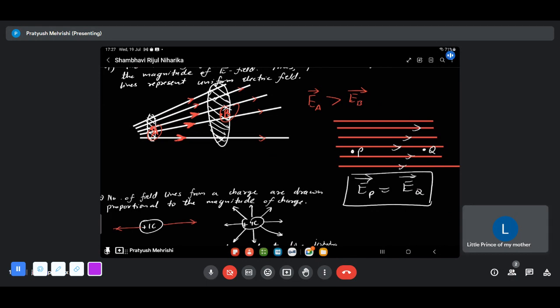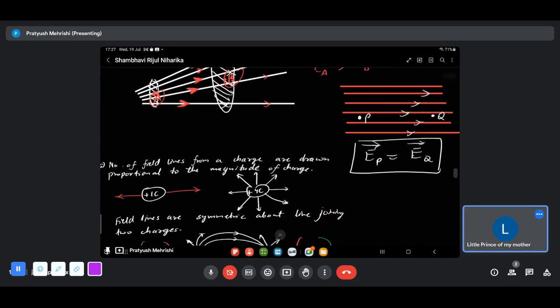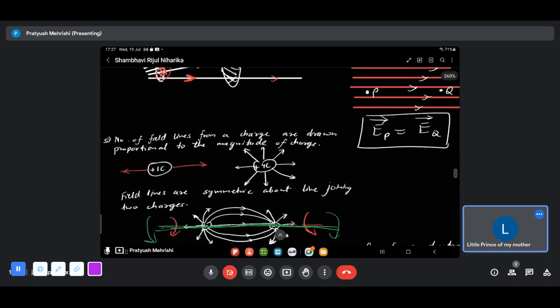Okay, and because these lines are getting separated, it means what? It means that the electric field is weaker ahead, and it was higher initially. Okay, got this point? Yes, sir.